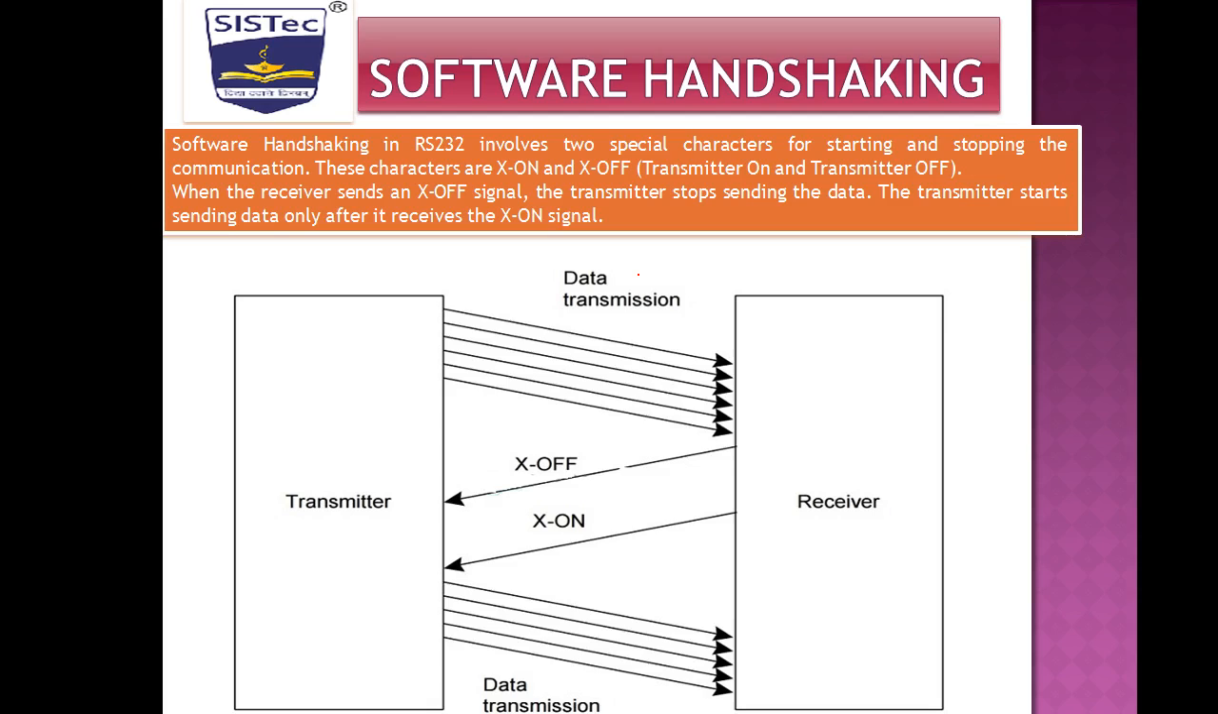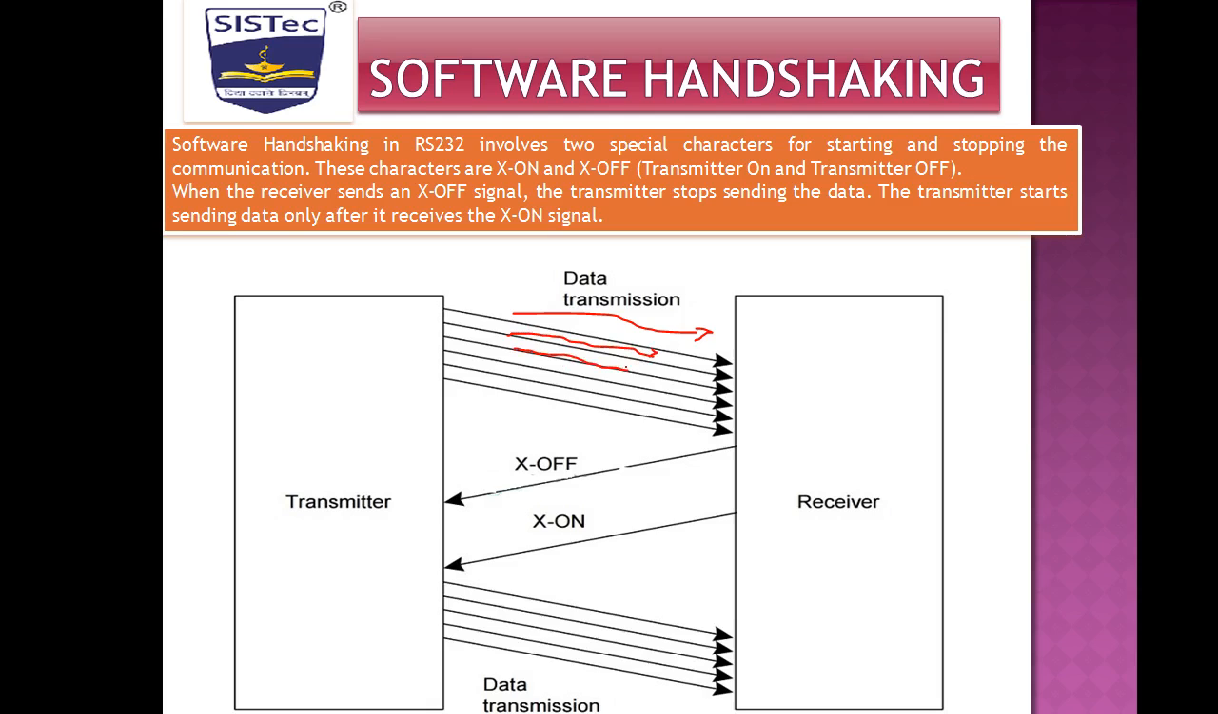When the receiver sends an XOFF signal, the transmitter stops sending data to the receiver. The transmitter starts sending data only after it receives the XON signal. As you can see in this diagram, the transmitter sends data to the receiver. Okay, this is the transmission of data from transmitter to receiver.